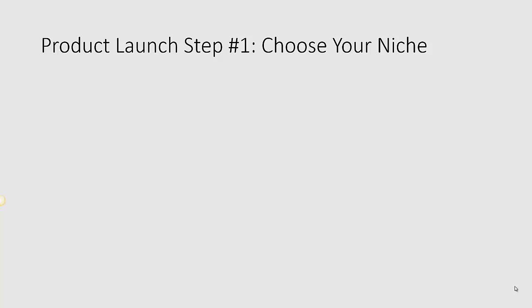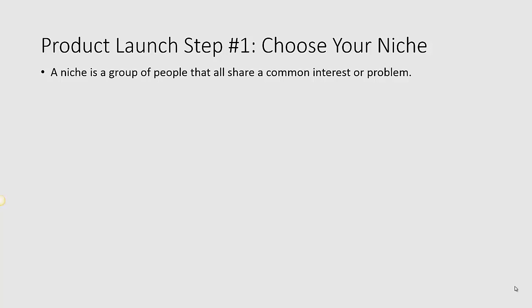So product launch step number one is where you're going to choose your niche market. We're going to focus most of the attention in this video on selecting that niche market, because that is so important. So what is a niche? A niche is a group of people that all share a common interest or problem. That means you're looking for a targeted group of people that have something they want, something they're interested in, or a problem they need a solution for. The ultimate way to generate money online is to connect people with a problem to a solution, and that's really how most money is made on the internet.